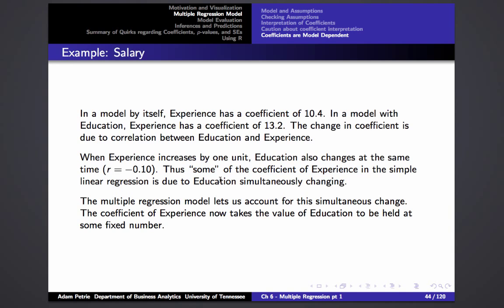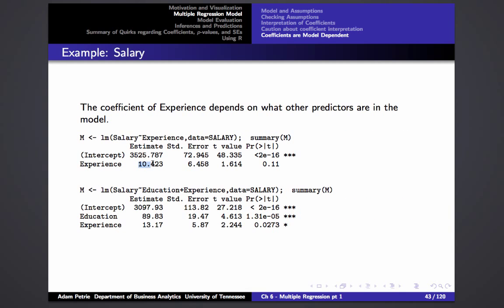So after we account for the variation in y that's due to changing educational levels, we get a new coefficient out which better reflects how salary and experience are actually changing together. So some of this 10.4 was really due to education changing at the same time as experience does. Once we throw education into the model, now this gives a much more accurate reflection of how salary and experience are connected.